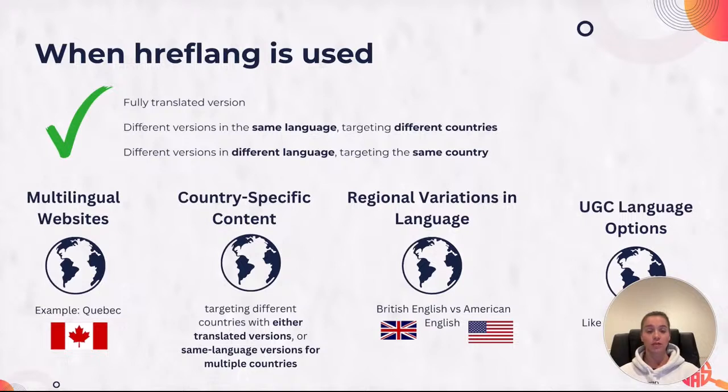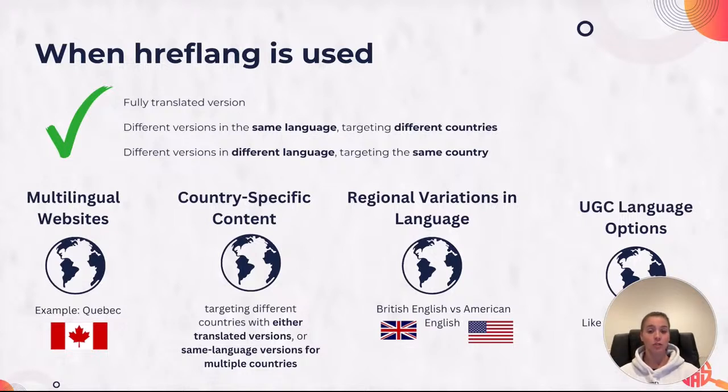Then you've got different languages targeting the same country. An example of this would be a multilingual website, such as a Canadian website in Quebec. As you guys know, in Quebec there are two national languages, which are French and English. So most websites are in French and English. That's one country, multiple languages.